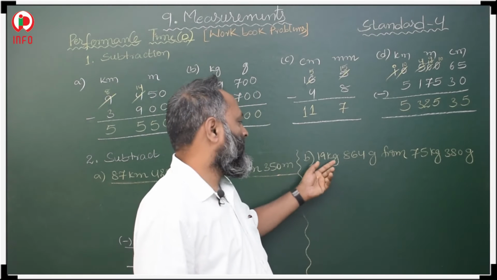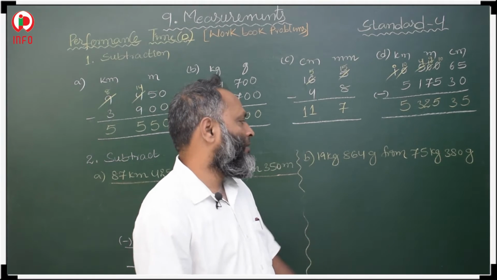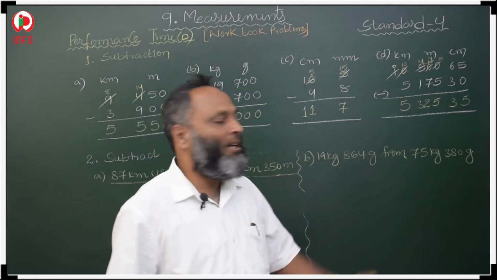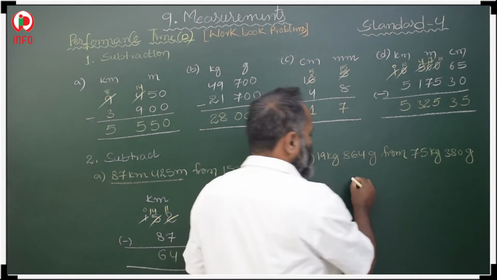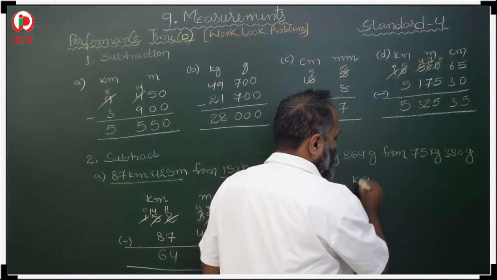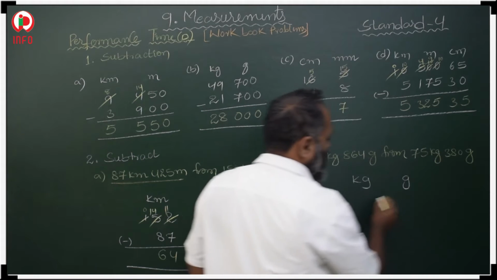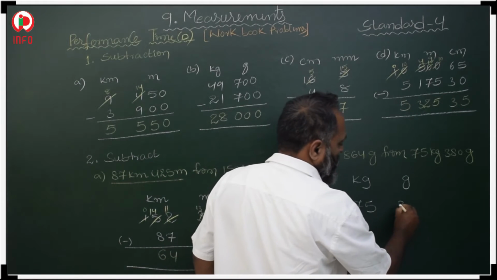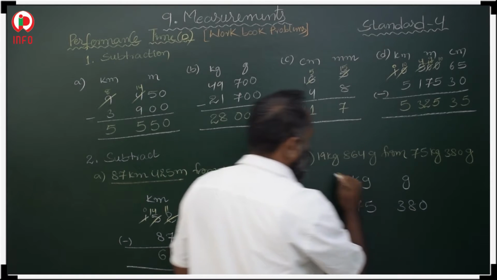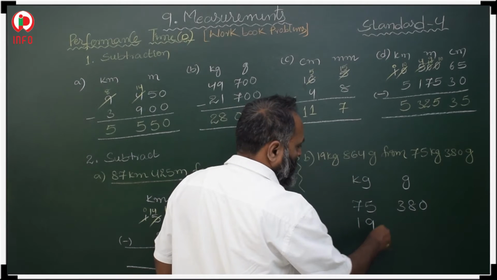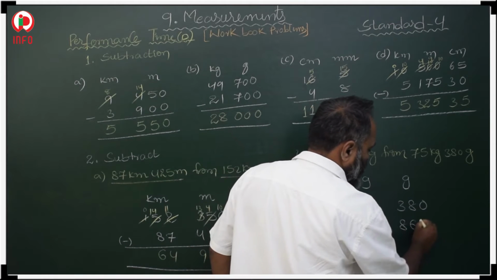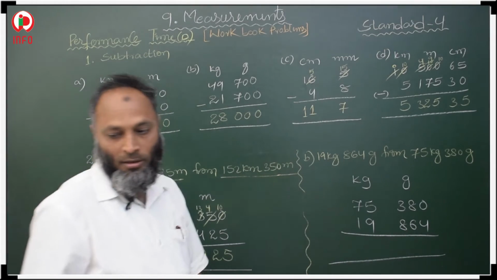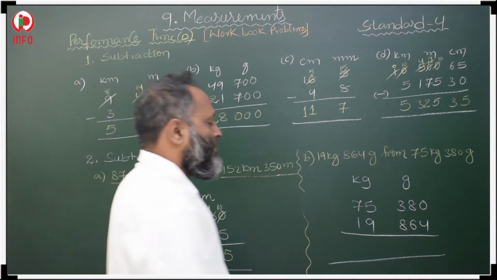Now the next: 75 kg 380 grams minus 19 kg 864 grams. So from this we should subtract this. Here kgs and grams are given. First we should write kg and after that grams. Then how many kgs from number we should take first? 75 kgs 380 grams, then 19 kg 864 grams. Okay. Now subtract.